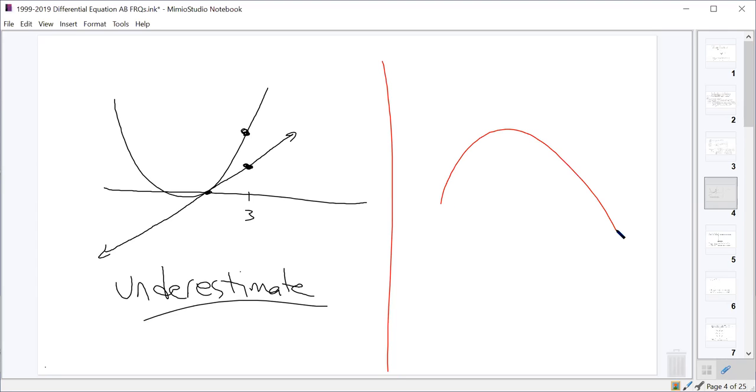Now, this is not the case, but what if our function had been concave down? Well, here's our tangent line now. Oh, that's not what I meant to do. Let's try that again. There's our tangent line now. And if I were to approximate the value using the tangent line on an interval where my function is concave down, then that approximation should be an overestimate.